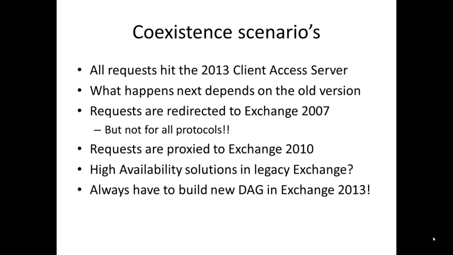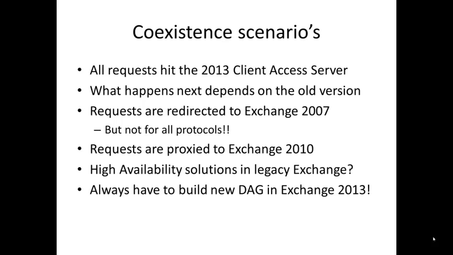When you have installed Exchange 2013, all client requests will hit the 2013 Client Access server. And what happens next depends on the old version you're actually running. If you're running Exchange 2007, the clients will be redirected to Exchange 2007, and for this you need an additional namespace. If you are running Exchange 2010, the request will be proxied to Exchange 2010 from Exchange 2013. So that's a bit easier.